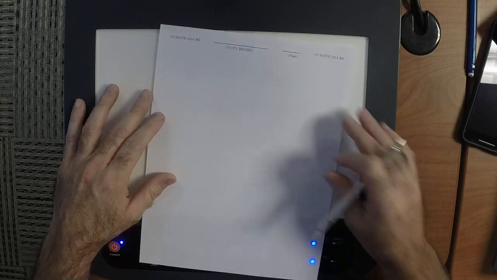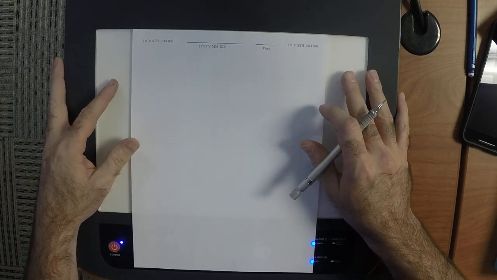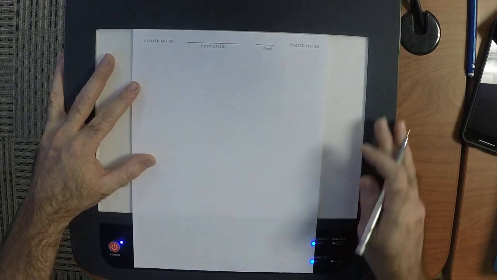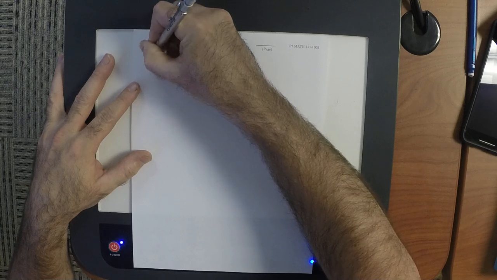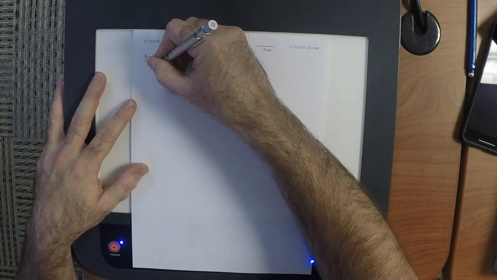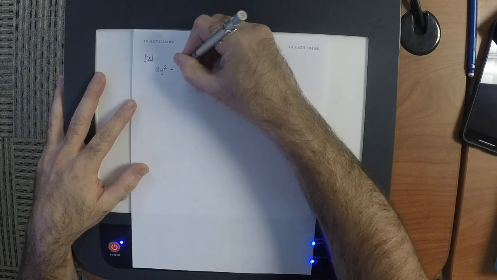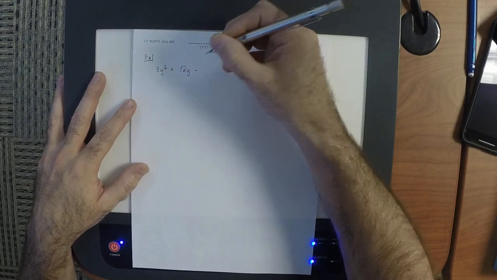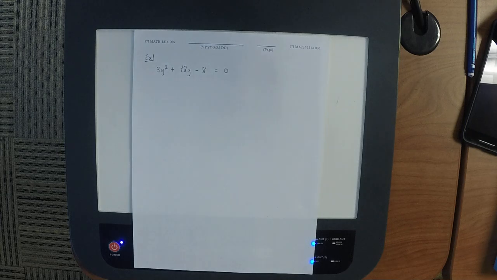Okay, so now all of the examples that we've done so far of completing the square have all been for monic polynomials. So what does that mean, monic? The leading coefficient is 1. So we need to do one where the leading coefficient is not 1. So how about 3y squared plus 12y minus 8 is equal to 0. So is it monic? It's not monic.